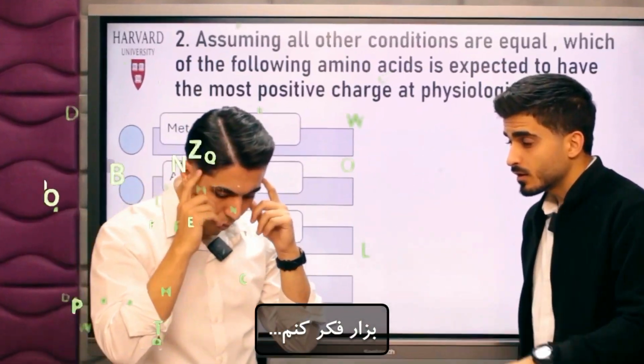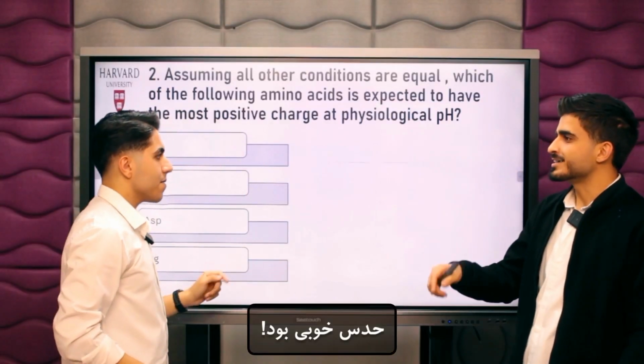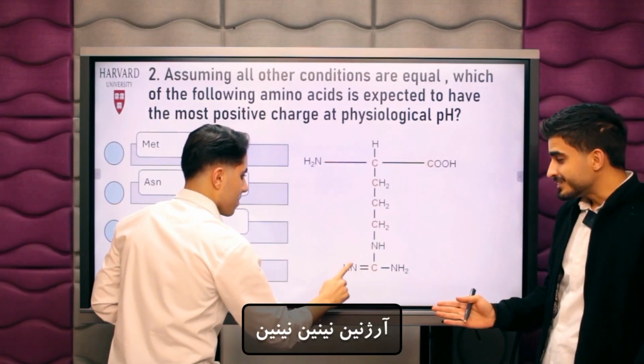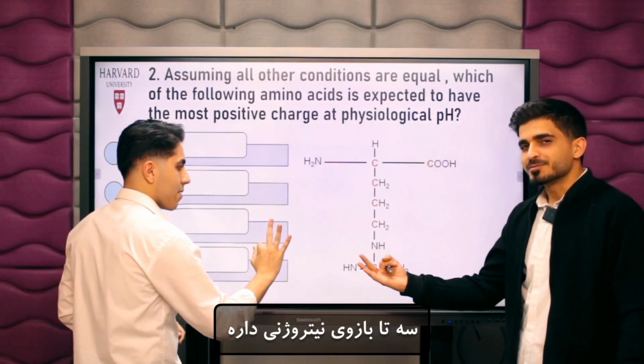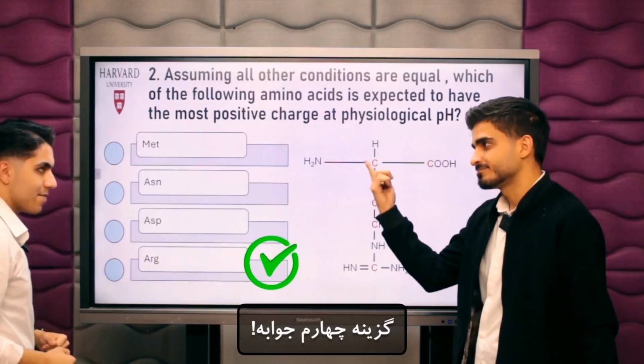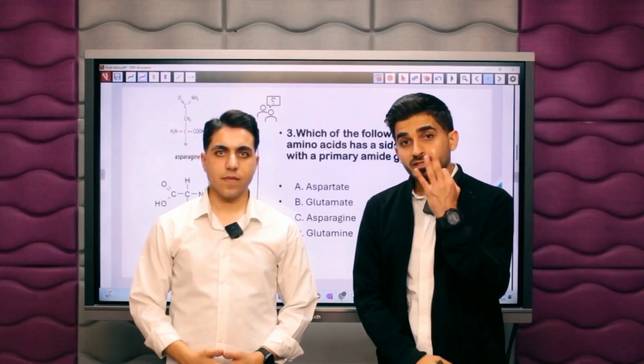So Saber, can you guess an amino acid with the most amino group? Let me think. Arginine. Good guess. Arginine has 3 nitrogen atoms. So, option 4 is the answer. Yes. Next question.